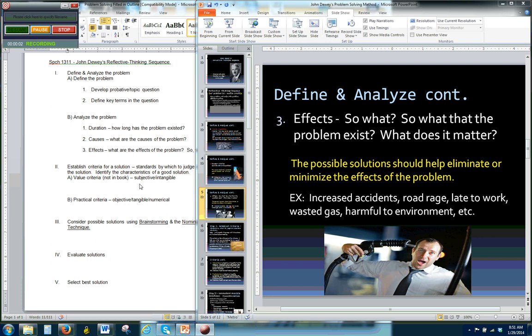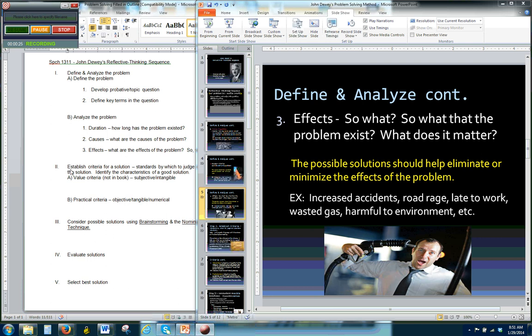Okay, so we're going to continue on with our problem-solving method. We have just talked about step 1, which is define and analyze. It has 2 subparts, defining the problem and analyzing the problem, and within those 2 subparts there are several other subparts. So step 1 actually consists of 5 little baby steps.